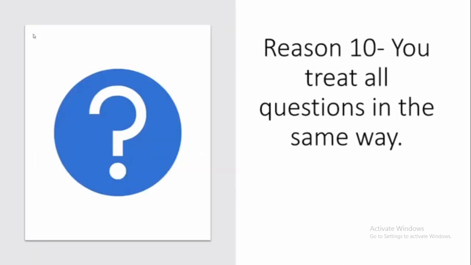Final one. The reason why you're not getting the score you need is you treat all questions in the same way, and we're going to get into this in far more detail in the rest of this lesson. There are many different types of listening question. There are many different types of reading question. If you approach every single one of those questions in the exact same way, you're going to get into a lot of trouble.